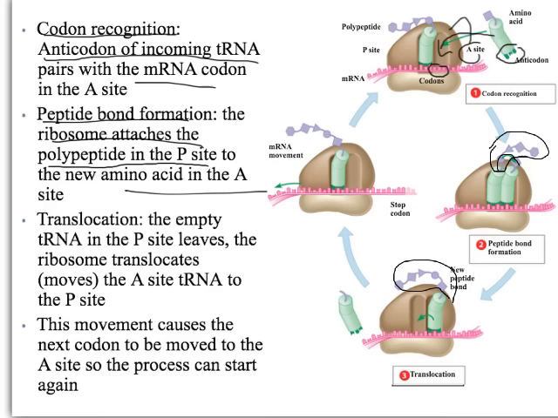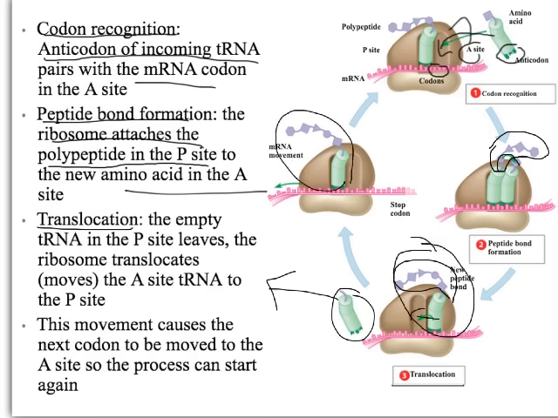The last step in elongation is translocation, and this is where the empty tRNA leaves, and then the one that has the growing chain on it moves over to the next spot. So you can see now it's in this spot here. In other words, everything shifts to the left, and this frees up a new spot for our next tRNA to come in.